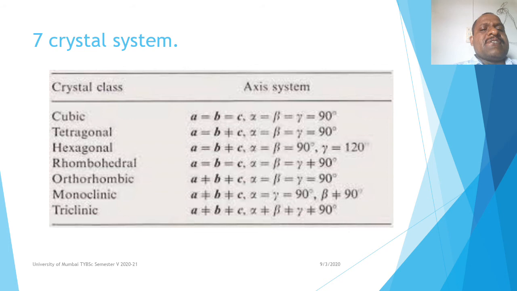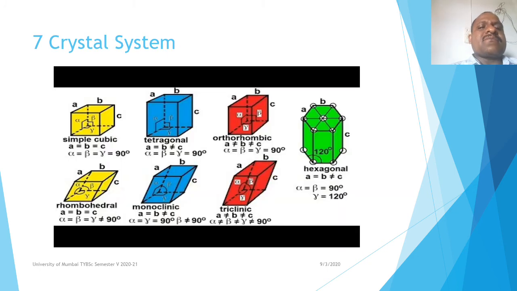In the orthorhombic system, all 3 sides are different, that means A is not equal to B, which is not equal to C, but all angles are 90 degrees and all are equal. In monoclinic systems, all 3 sides are different, alpha, gamma are 90 degrees, but beta is not equal to 90 degrees. In the triclinic system, all 3 sides are different, alpha, beta, gamma are also different, and they are also not equal to 90 degrees, which you have to remember. So these are the 7 crystal systems.